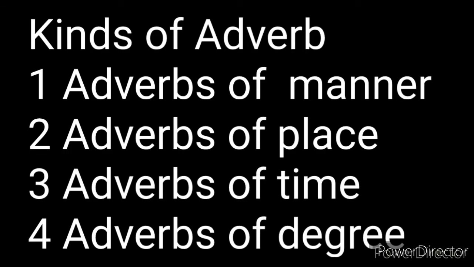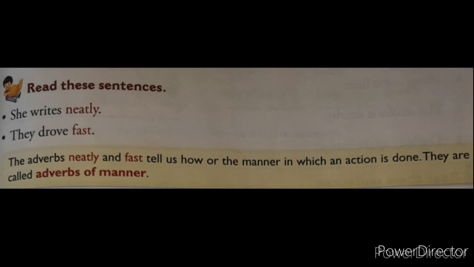Now next page, page number 57. On that page we are going to see the different kinds of adverb. There are different kinds of adverb like adverbs of manner, adverbs of place, adverbs of time and adverbs of degree. About these adverbs we are going to see information. First kind of adverb, that is adverbs of manner, that we are going to see. Here some examples are given. With the help of those examples, this definition is explained, that we'll see now.